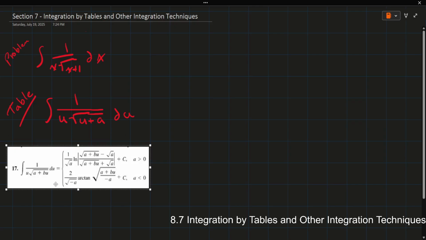So if you look at this, formula 17 has the integral of 1 over u root a plus bu du equals, and then it gives us two formulas depending on whether a is positive or a is negative. A positive is the top function, a negative is the lower function here. So we have a case where our a value is 1. So if we could fill these in next to here, u is just x, and a is just 1. And then even if we want to go farther, our b value is also 1, because the formula here has b's.